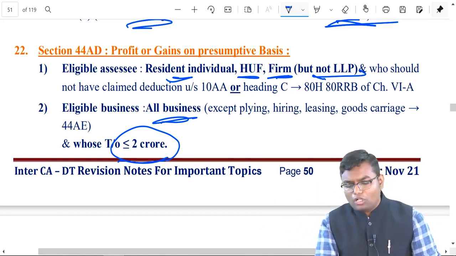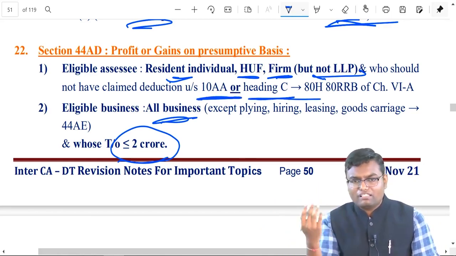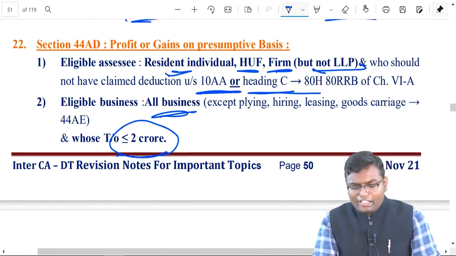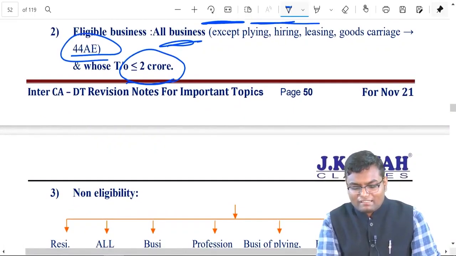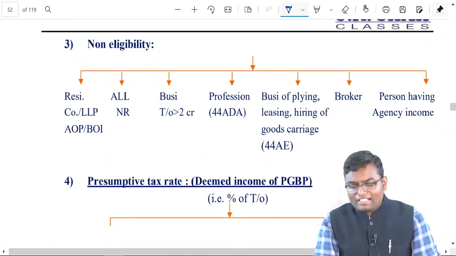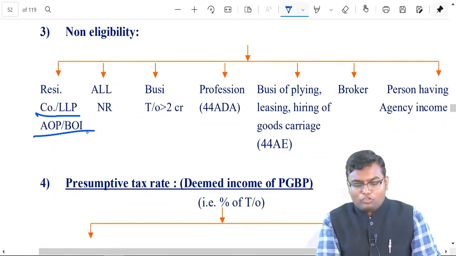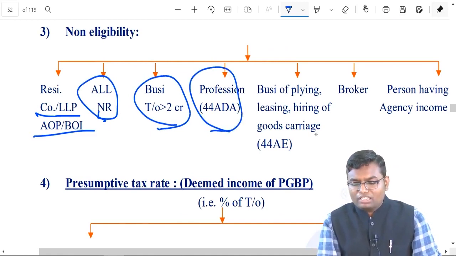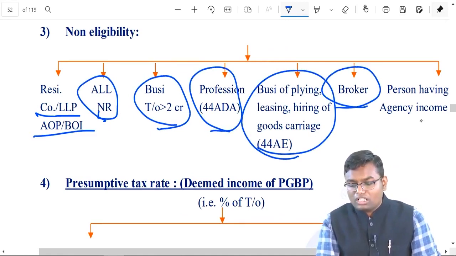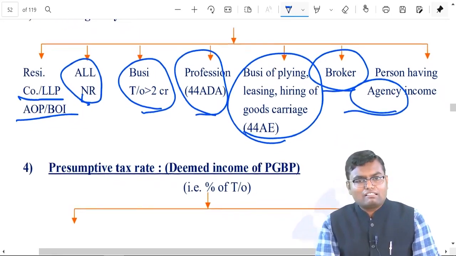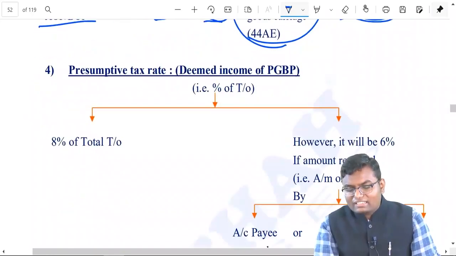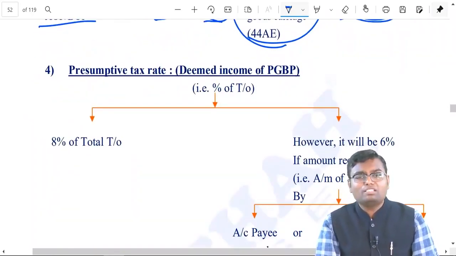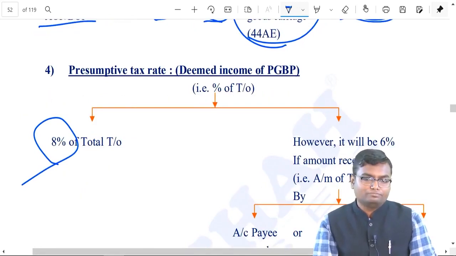But provided you should not have claimed deduction under 10AA or any deduction mentioned under heading C. You should not be in the business of plying, hiring, leasing of goods carriage, because for them another section, 44AE, is there. So who will be called non-eligible? A resident company, LLP, AOP, BOI, etc. Any non-resident, turnover more than 2 crore, professionals, 44AE persons, brokers, or a person having agency business, they can't claim 44AD. If you are an eligible person of 44AD, then how much percentage of your turnover should be PGBP income? The answer is 8%.